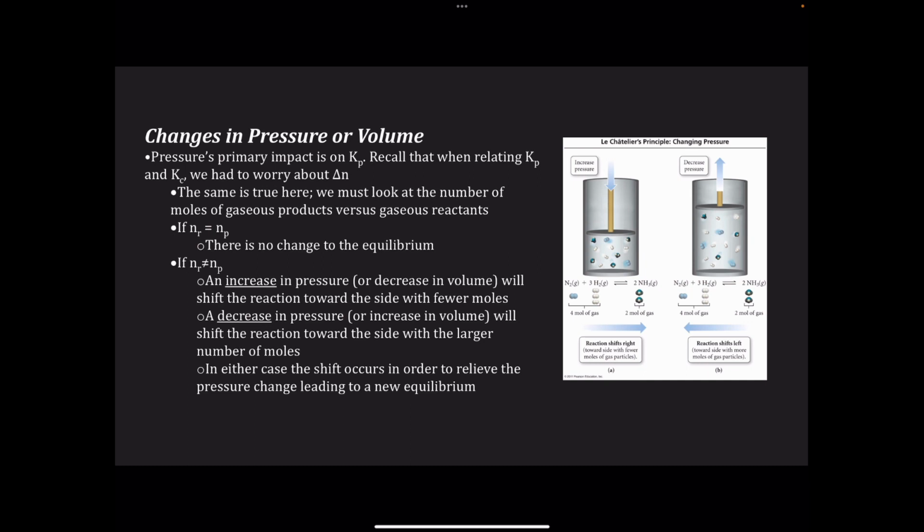So if we find a scenario in which the moles of reactant are equal to the moles of product, then there's no change to our equilibrium. So an example would be if I had A plus B producing 2C.